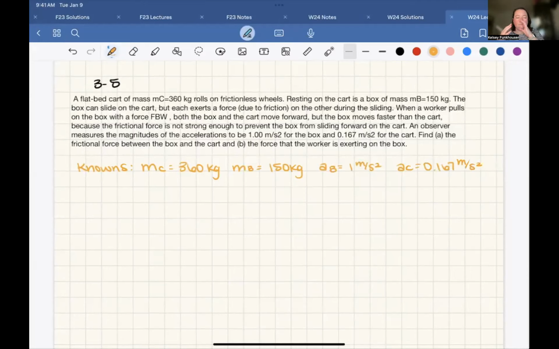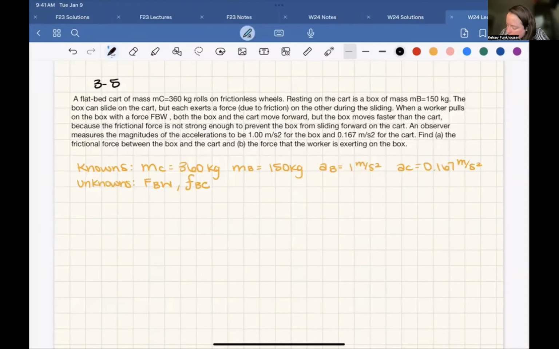So this time, the accelerations are not the same because they don't move together. The box slides on the cart. So that's why we have two different accelerations. And our unknowns are the forces. Let's see, the force on the box from the worker, and then friction is given by this lowercase f. That's what I'm going to use. But I'm still going to give it the subscript, well, it's between the two, so we'll just say box and cart.